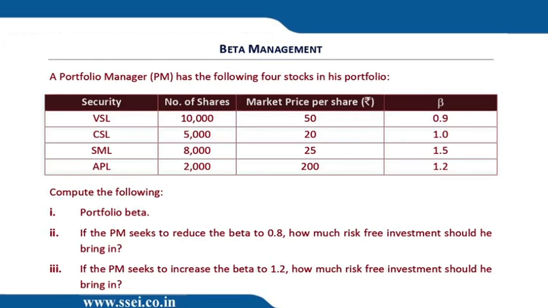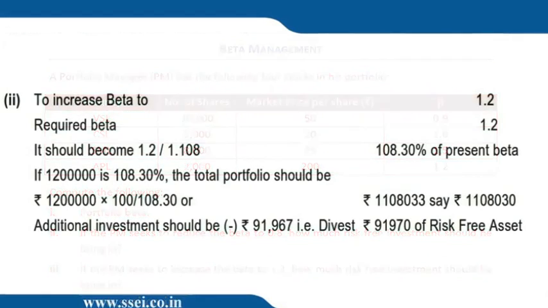So that means 12 lakh is 108.3%. So please divide 12 lakh by 108.3%. 12 lakh divided by 1.083. Let's look at the solution. So 12 lakh by 108.3%, and that comes to 11,08,033, say 11,08,030 they are saying.